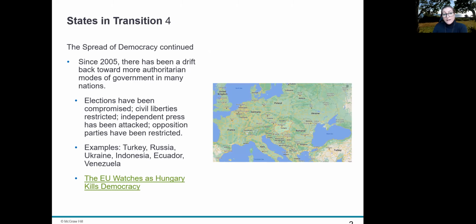So we said just earlier that since 2005, there has been a drift back towards more authoritarian modes of government in some nation states, unfortunately. Elections have been compromised, civil liberties have been restricted, independent press has been attacked, and opposition parties have been restricted. Sound familiar? Anyway, examples include Turkey, Russia, Ukraine, Indonesia, Ecuador, and Venezuela.